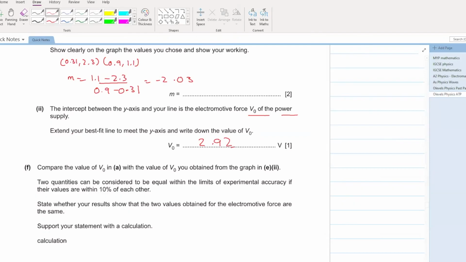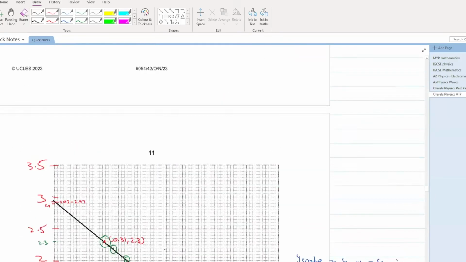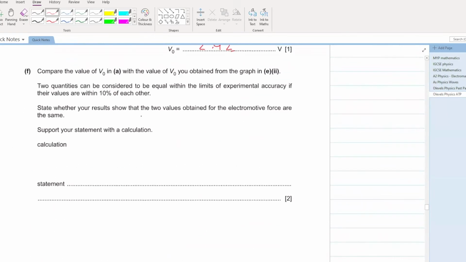Perfect. Nothing complicated here. चलो आगे बढ़ते हैं बेटा. Now, what do we have to state? ये क्या चीज़ अब हमने solve करनी है? Let's see this. Compare the values of V naught in A with the V naught you determined from the graph. What was the value of V naught in A? Wow, we did determine V naught in A. That was 2.9. Wow, that's pretty close. Good graph. V naught in part A was 2.9. हमारा V naught graph से आ रहा है 2.92. This is from the graph, and this is from part A, you can say.